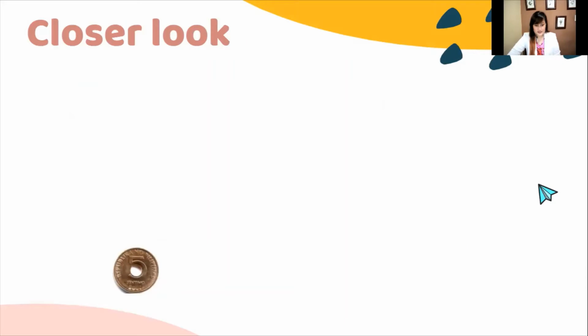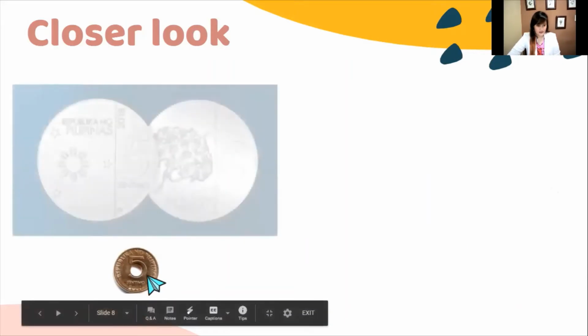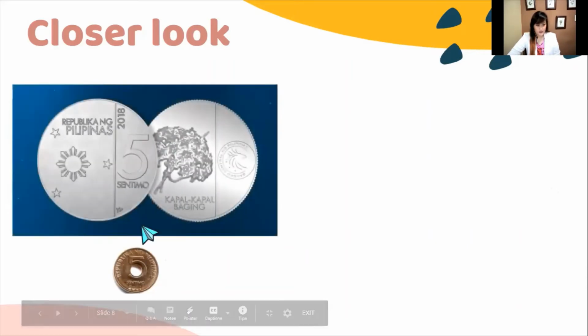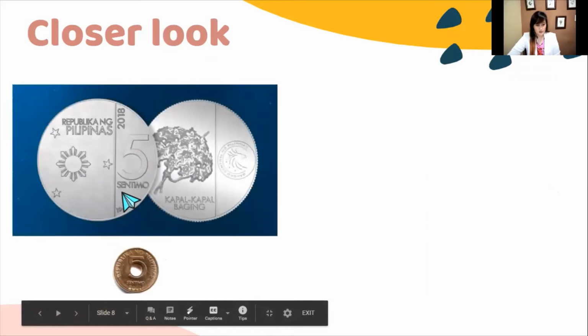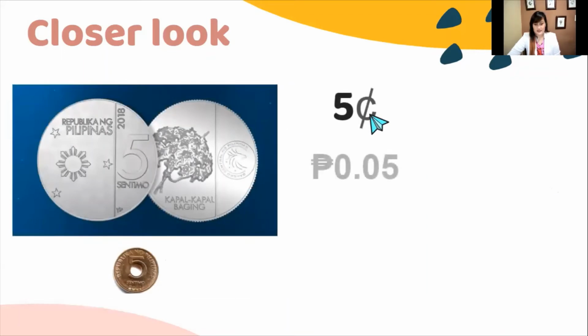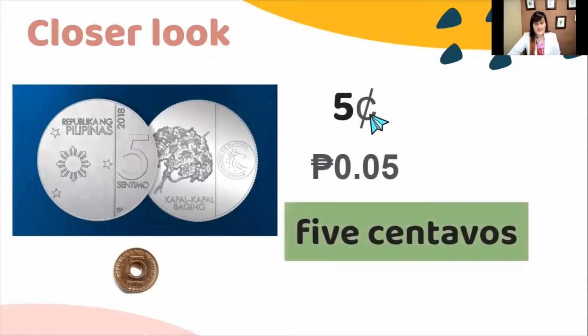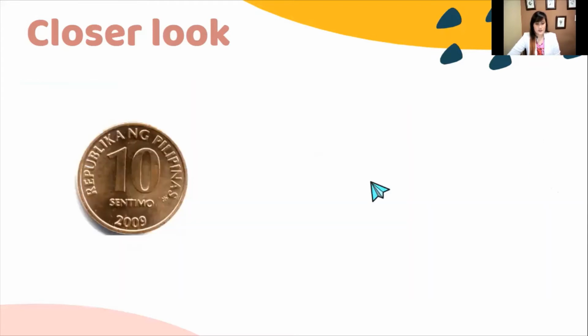This one is, as you can see, there's a number 5. This is the old coin. This is the new one with the number 5 over here. And this is how we write it. And we call this 5 centavos. We write it like this or like this. 5 centavos. Now this one is, as you can see, there's a number 10.